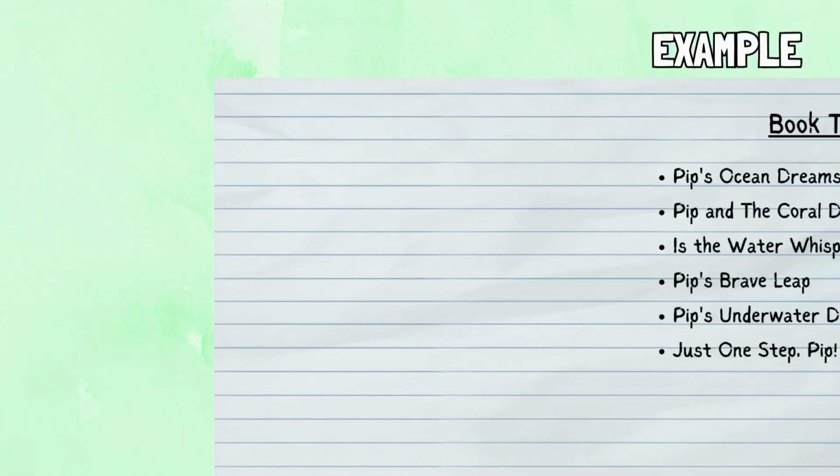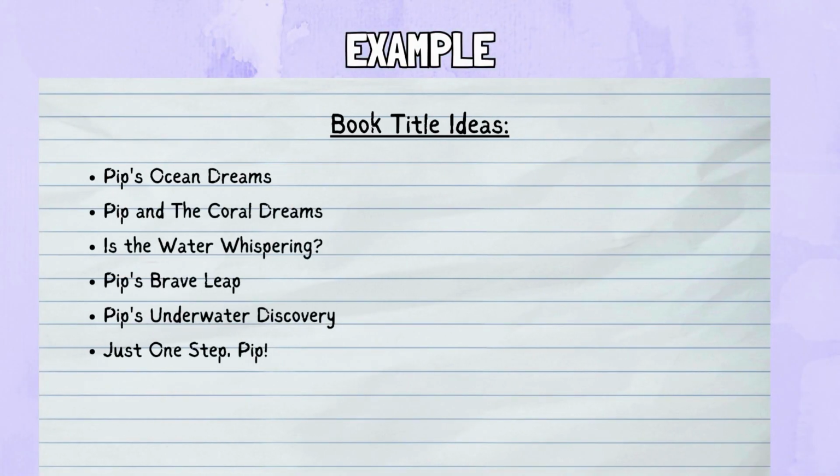Here are some book title ideas we thought of for our example picture book about Pip the Penguin: Pip's Ocean Dreams, Pip and the Coral Dreams, Is the Water Whispering, Pip's Brave Leap, Pip's Underwater Discovery, and Just One Step, Pip. Remember, the perfect title is subjective and depends on your personal vision and target audience. Experiment, play with words, and let your creativity flow. The best title will be one that resonates with you and entices young readers to dive into Pip's underwater adventure.